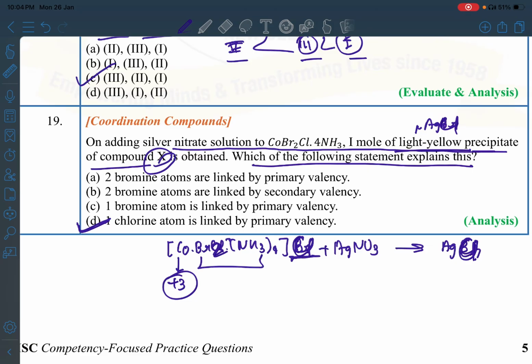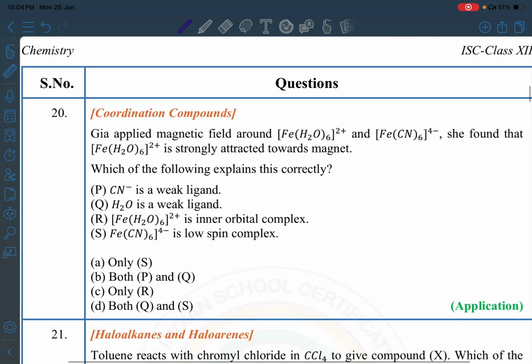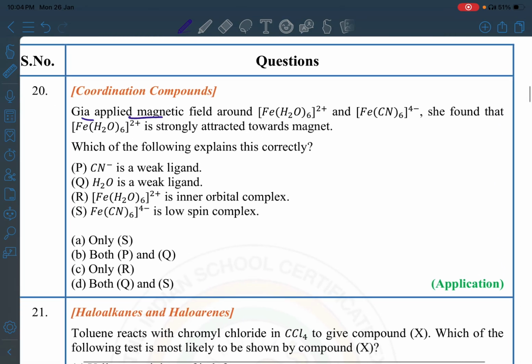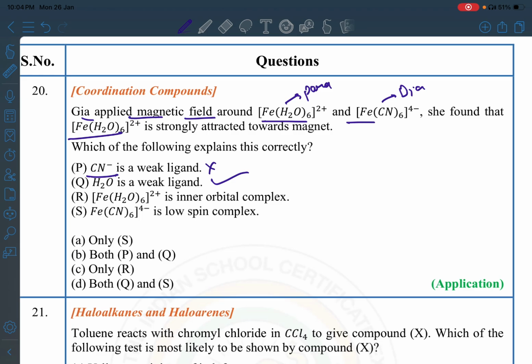Got it? Then question number 20. Gia applied a magnetic field to this and this compound. She found that it strongly attracts towards the magnetic field. That means this is a paramagnetic compound and this is the diamagnetic compound. Is CN a weak field ligand? No, CN is a strong field ligand. H2O is a weak field ligand. Yes, H2O is a weak field ligand.